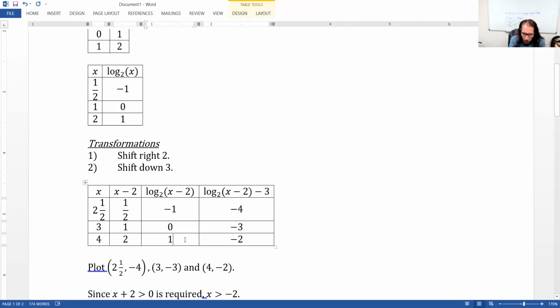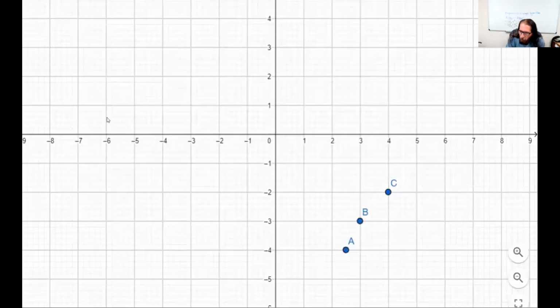Same y values we had before, but then finally we have to shift down 3 units. So here I plotted the 2.5 comma -4, 3 comma -3, and 4 -2. When I connect, it looks like that.